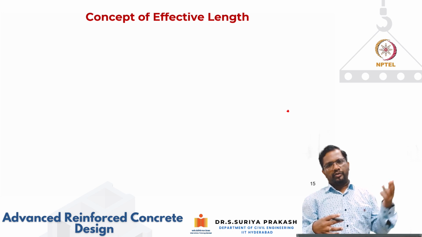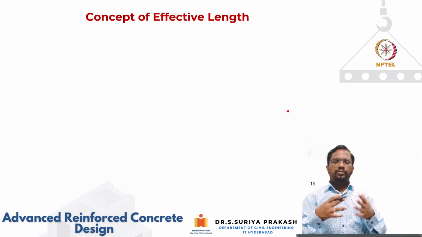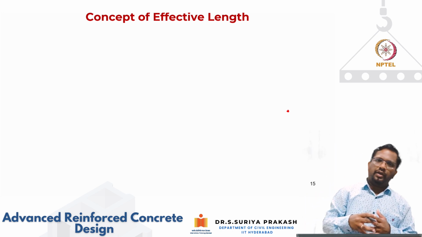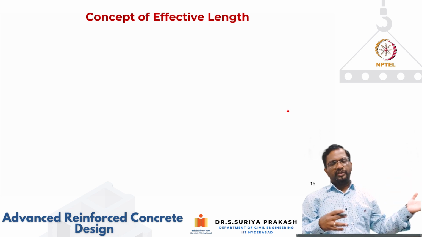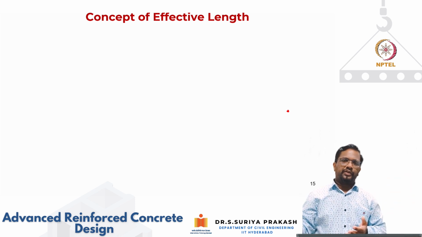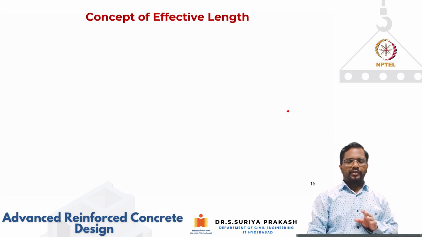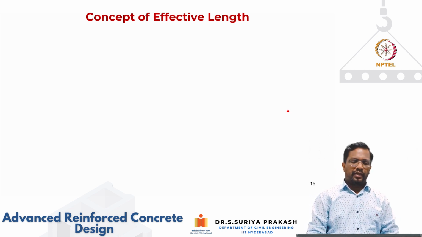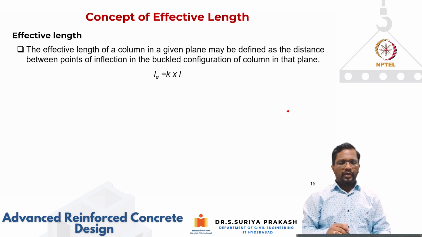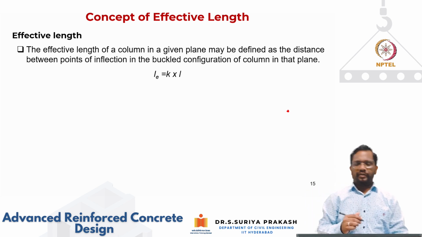So the column top and bottom, depending upon how the members are connecting at the joint, you can have a close to hinged condition, or a close to fixed condition, or most of the time it will be in between. So in that scenario, how to consider or calculate effective length? Let's see what is the definition of an effective length.